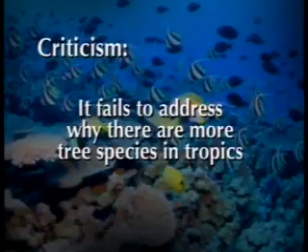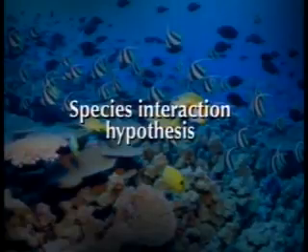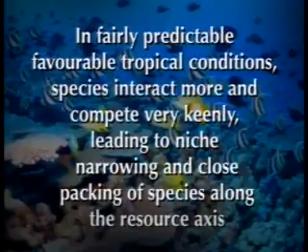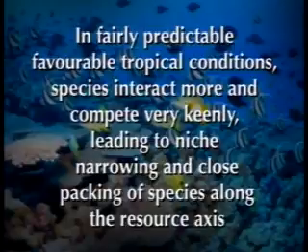So the second explanation is the species interaction hypothesis, sometimes also referred to in the literature as the competition hypothesis. Let me tell you here that in the fairly predictable environment of tropics, where conditions are by and large more favorable, species tend to interact more and compete very keenly with each other, leading to what we call niche narrowing in ecological terms and close packing of species along the resource axes. That means more species existing in the tropics fully exploit the resource axes that are available there.